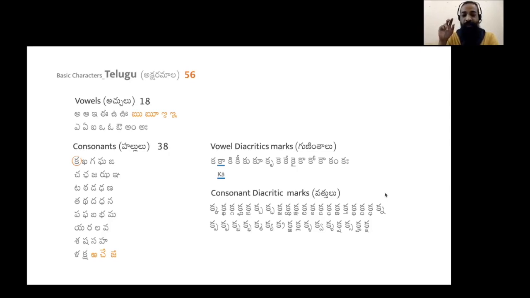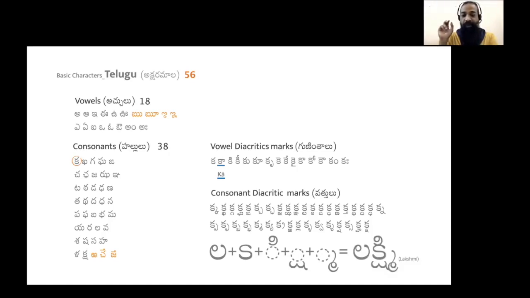If you consider this word Lakshmi, it is a very common name in India, and this is the way we write it. This is La, and this is the base form of Ka, and this is the top diacritic mark. This is the first consonant diacritic mark, and this is the second consonant diacritic mark. And if you combine all this, you would be able to compose this word Lakshmi.